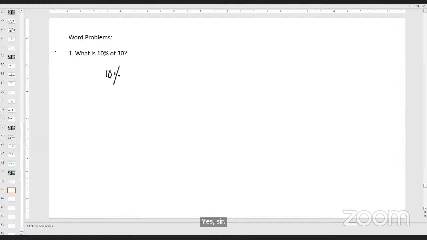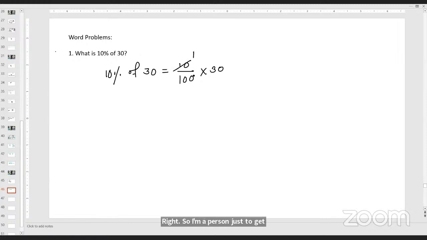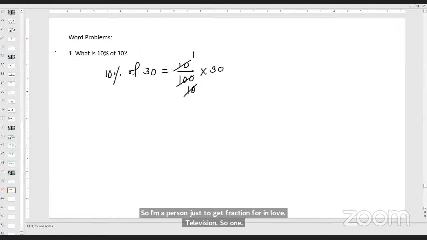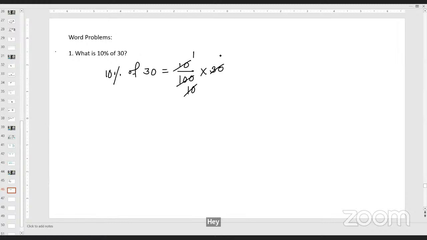Yes, sir. So 10% of 30 means 10 over 100 of 30, right? We can write it like this, right? So we converted the percentage into a fraction and start the calculation. So 1 here 10, so it is equal to 3, so we can write down 3.